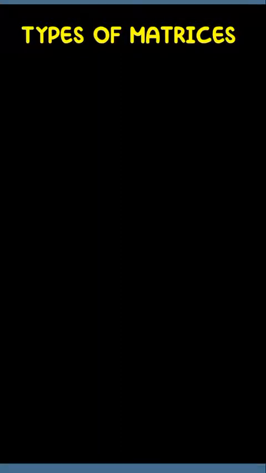Types of matrices. Today we'll be looking at different types of matrices. So let's start with what we call a square matrix.